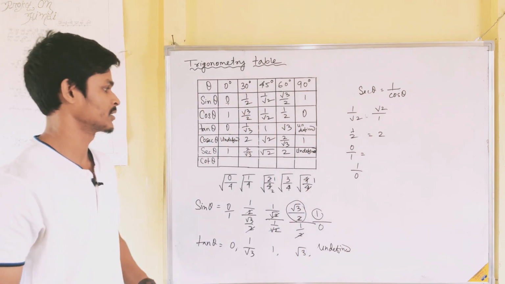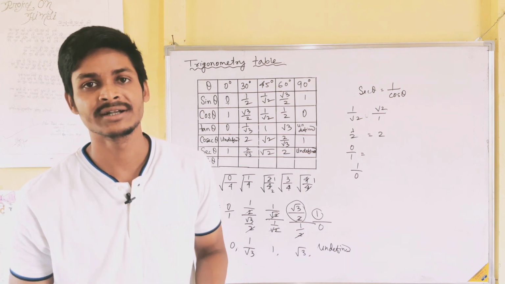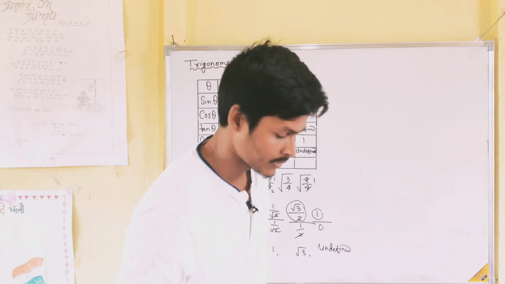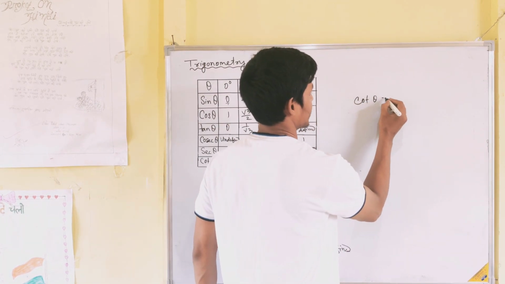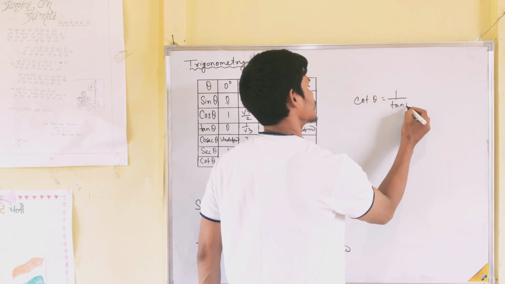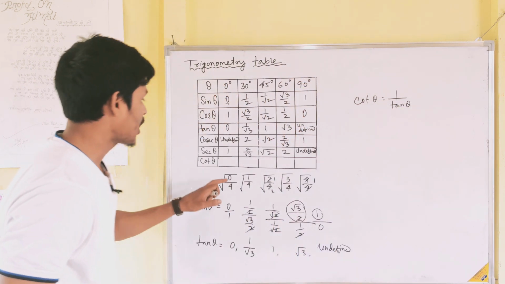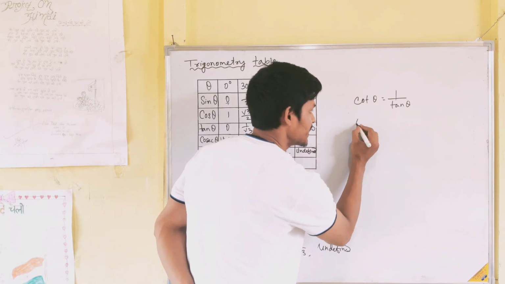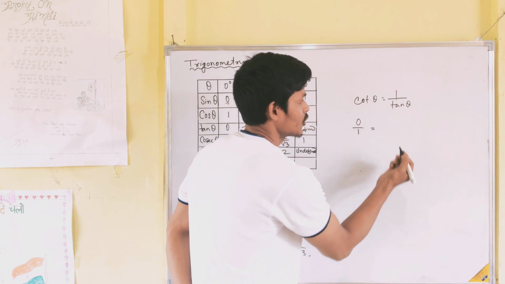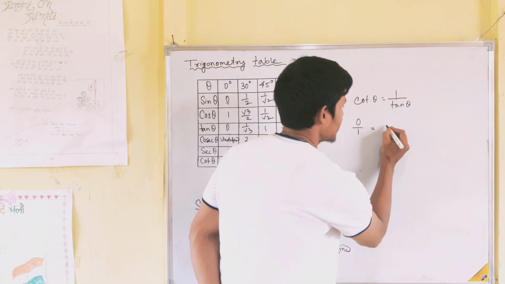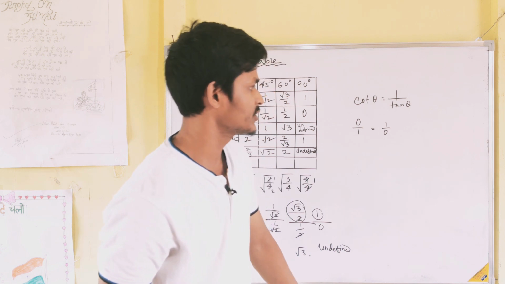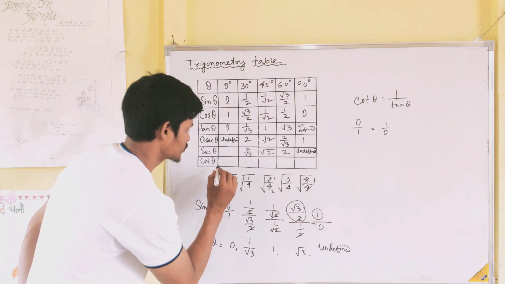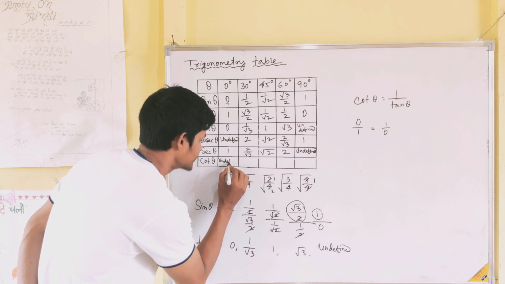Next, cot. Cot is related to what? Tan. Simple. Cot theta is equal to 1 by tan theta, or tan theta is equal to 1 by cot theta. So now tan 0 degree is 0. 0 means 0 by 1. So cot 0 degree will be 1 by 0. That means 0 is in the denominator, so it is also undefined.